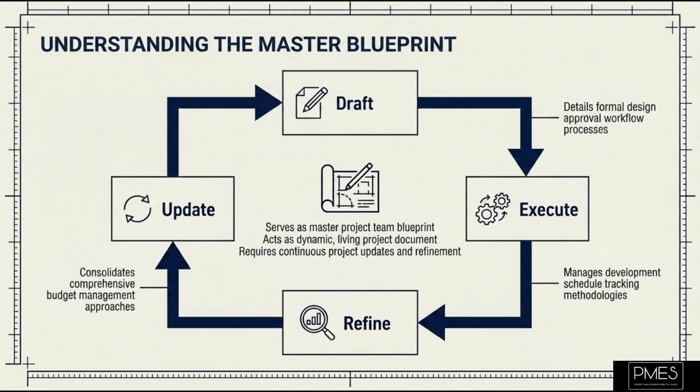Next is the project management plan, which is arguably the most important document in predictive project management. The project management plan describes how the project will be executed, monitored, controlled, and closed. It integrates all the subsidiary plans, such as the scope management plan, schedule management plan, cost management plan, and risk management plan, into a single, comprehensive document.